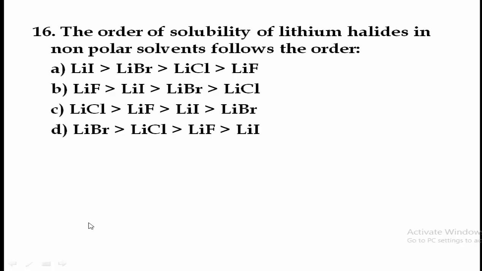The 16th question, the order of solubility of lithium halides in non-polar solvents follows the order. So how lithium halides get dissolved in the non-polar solvents, that you have to find. Here solubility means the maximum amount of solute that can be dissolved in a given non-polar solvent. So here lithium iodide, lithium bromide, lithium chloride and lithium fluoride are given, and you have to find which are dissolved easily in non-polar solvents. Means first you have to find which one gets easily dissolved, which one has less solubility compared to other halides.